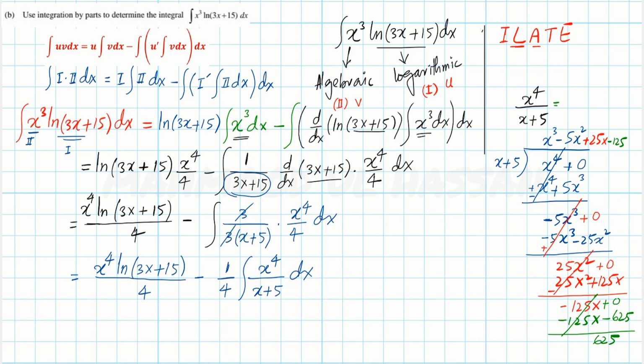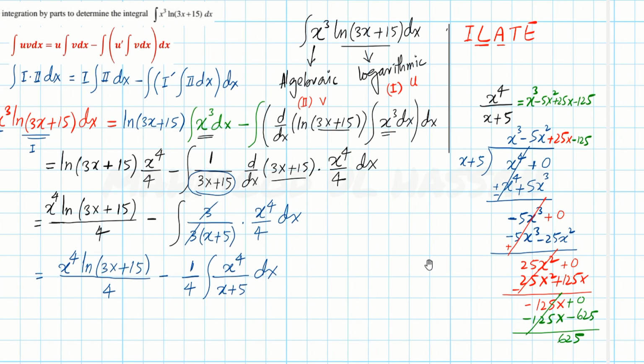So this division can be simply written as x^3 minus 5x^2 plus 25x minus 125, plus the remainder, that is 625 divided by the divisor, that is x + 5, okay. So just put this value here, okay.